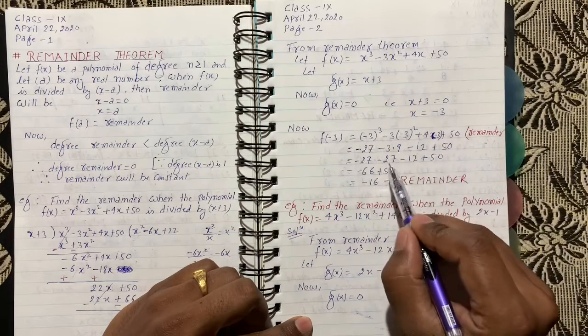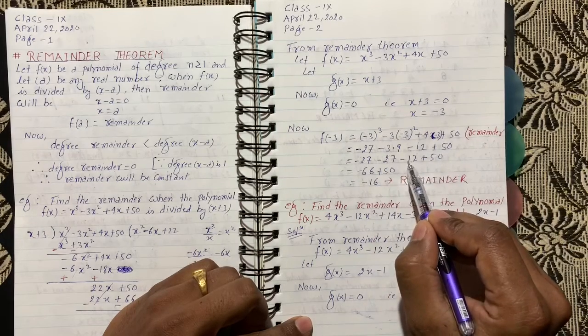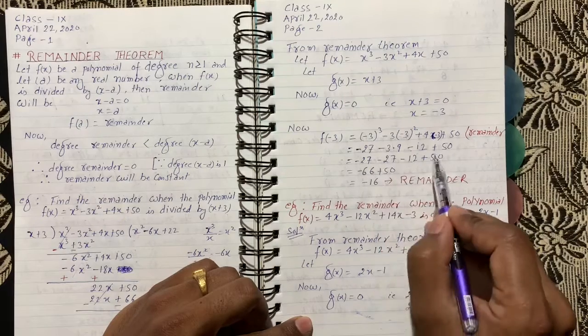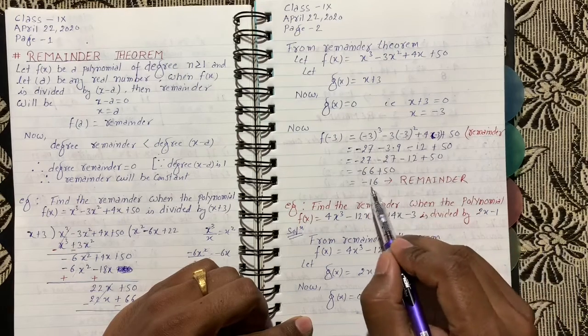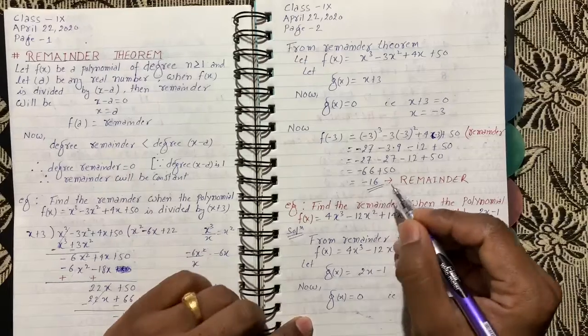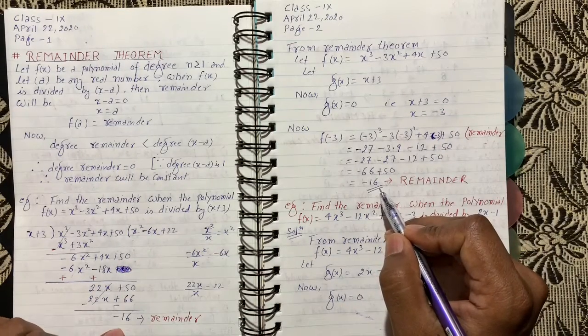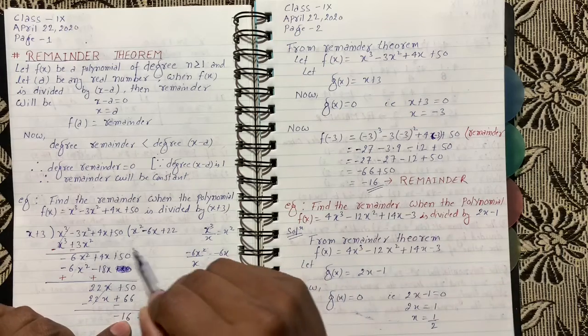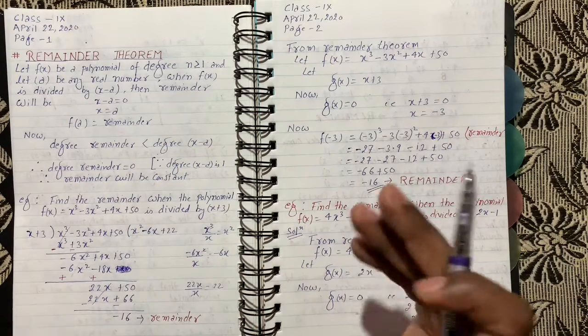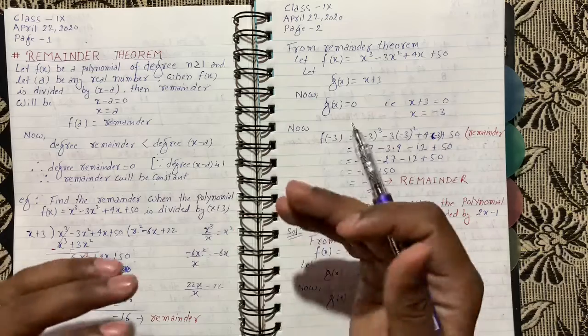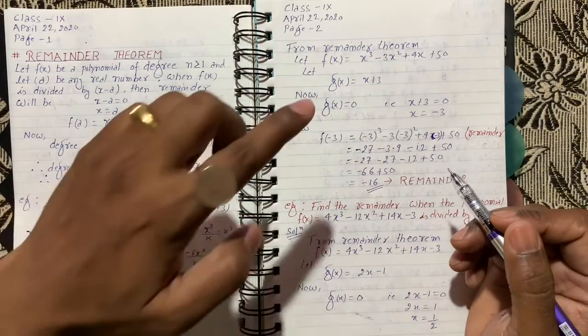Now minus 27 and minus 12. After adding we have got here minus 39... minus 66 and here 50. And solving this we have got here minus 16. So you can see using the remainder theorem we have got the same remainder as we got after using the long division method. So if in the question it has been said to find the remainder by using the remainder theorem, you have to solve like this one.